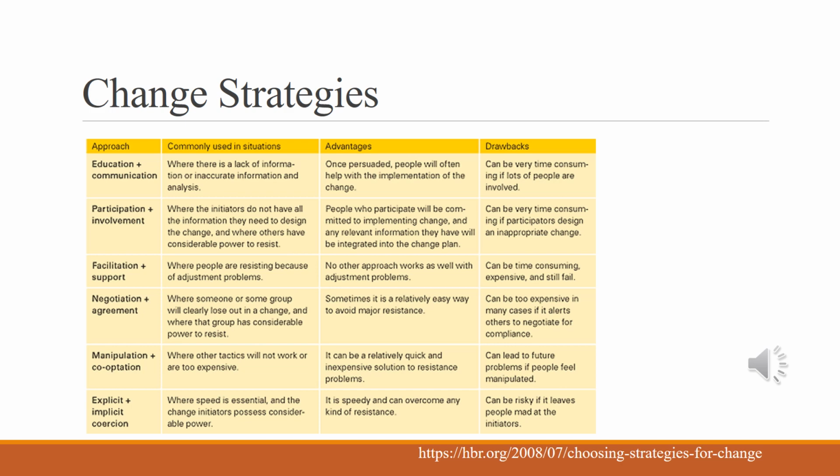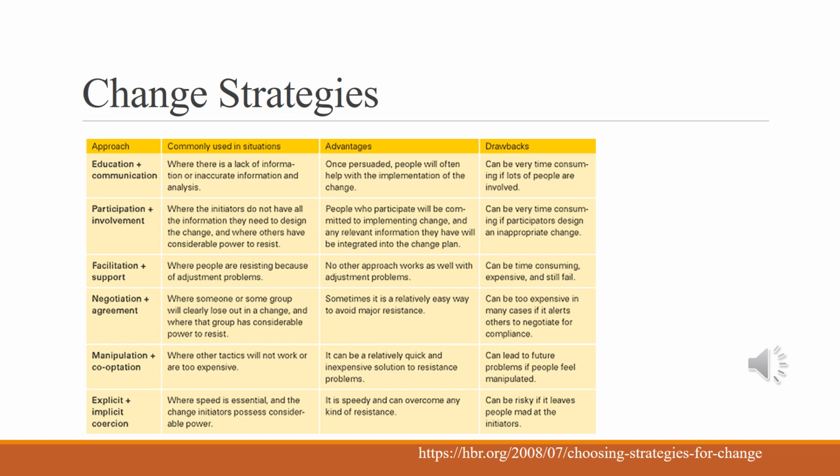Now the last one is even worse, whereby you use explicit or even implicit coercion. And this is where you face strong resistance, and sometimes you have no choice because you have to implement such change. And this is where you have to force the people to accept the change by punishing them, or even depriving them of certain benefits, such as maybe promotion possibility. Now coercion strategy is usually the last resort that should be considered, and it can be very risky because it leaves people with a bad aftertaste of the change. Yeah, so just bear in mind that you actually have 6 options or approaches that you can use for change strategies.